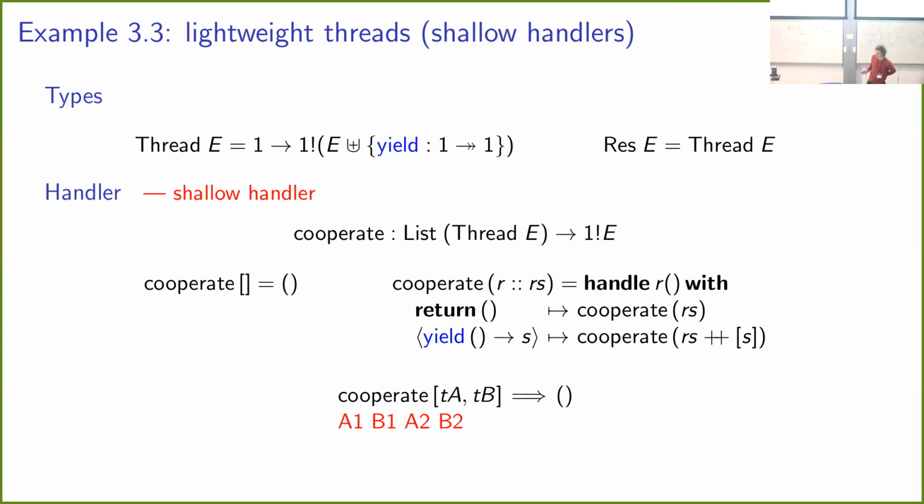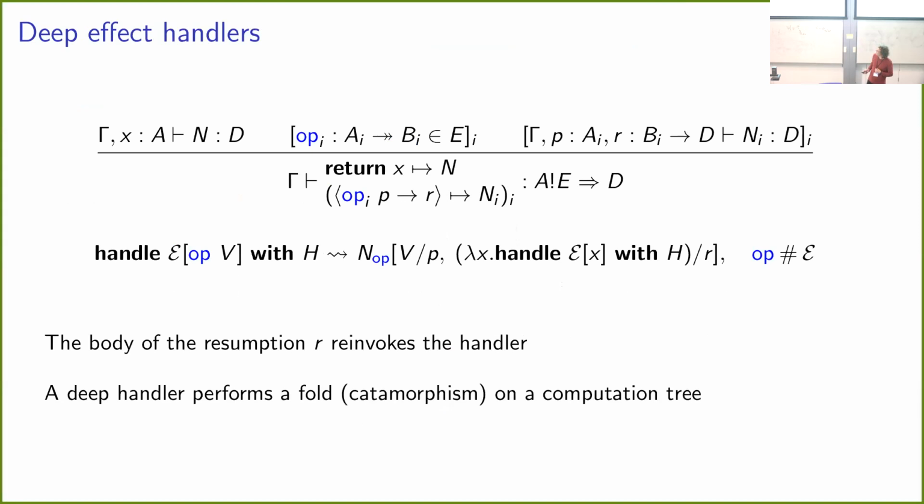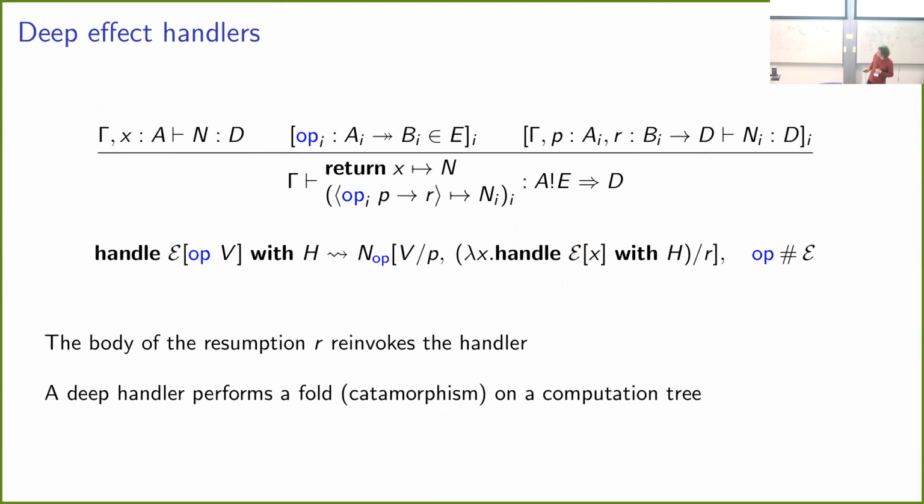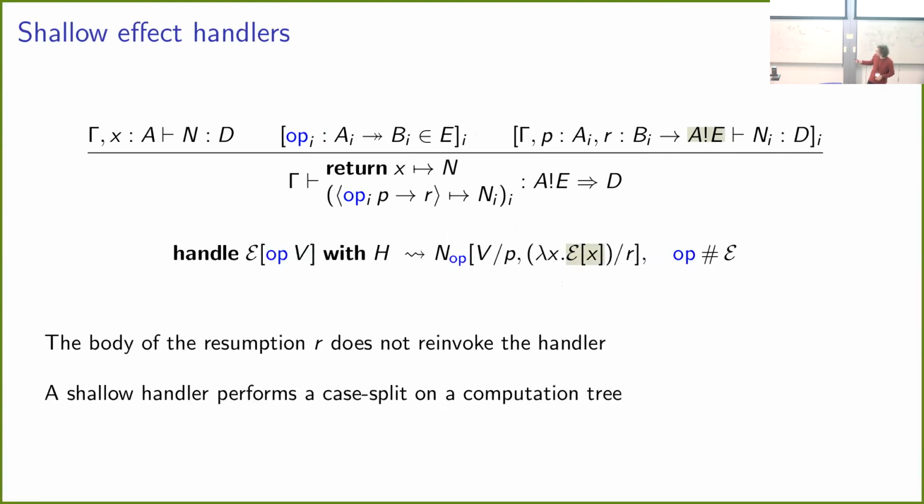And shallow handlers are convenient, but they can have... So, I think I'm probably out of time, aren't I? Yeah, roughly. I guess I'll just state those things about deep handlers. They wrap the body, as I said. Essentially, they perform a fold over the tree structure that's induced by these effects. If you know about free monads, that gives you a tree, and it does a fold over that. Shallow ones just do a case split on this computation tree.